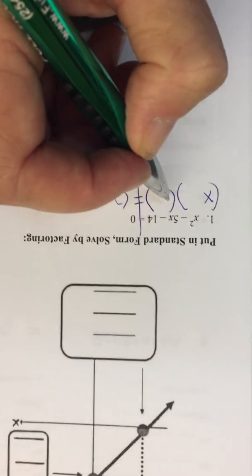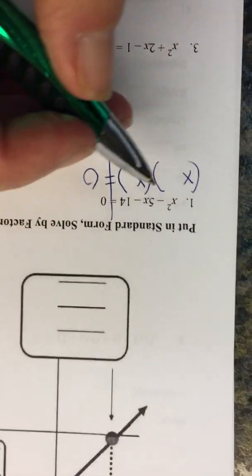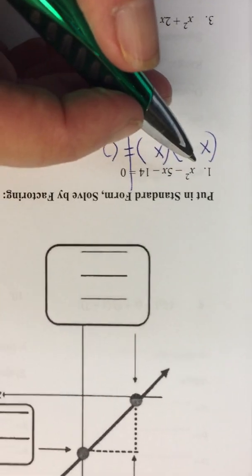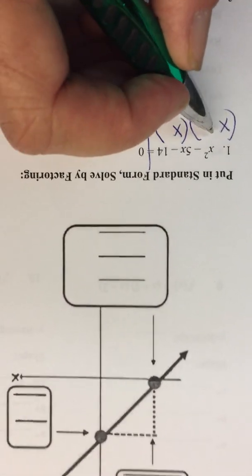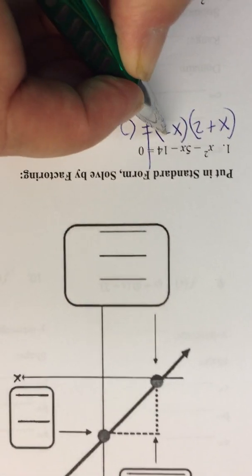So, of course, we're going to have an x and an x. And then we need to think about what times what equals 14. Now, this is one we just did in the little one a second ago. So this winds up being a plus 2 and a minus 5.